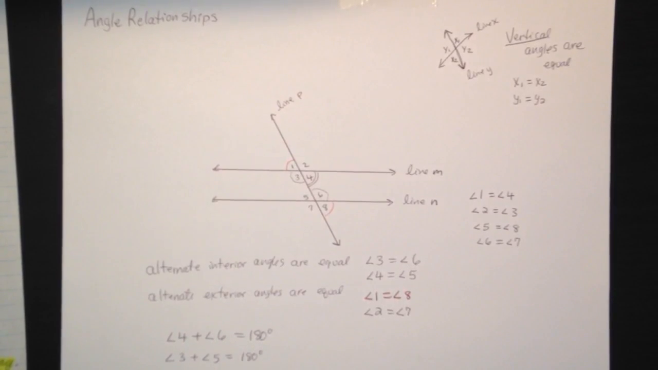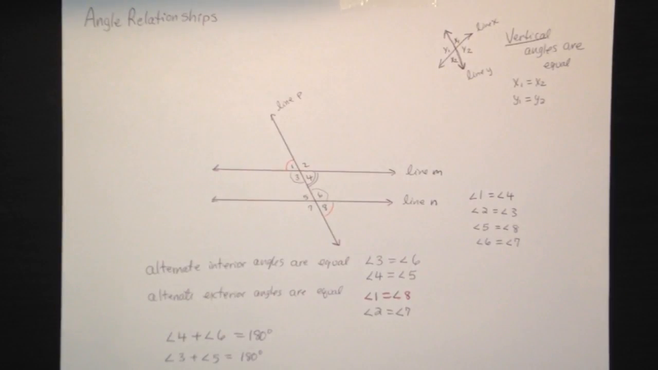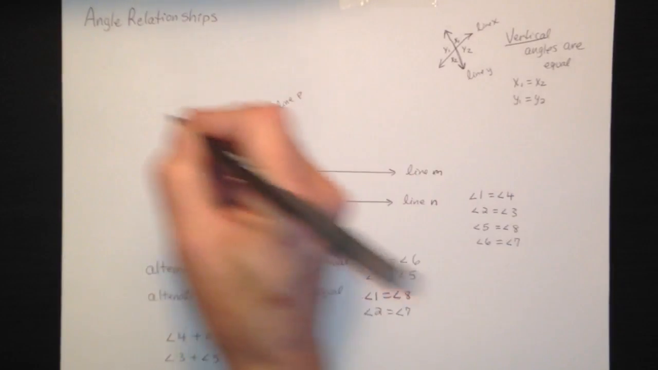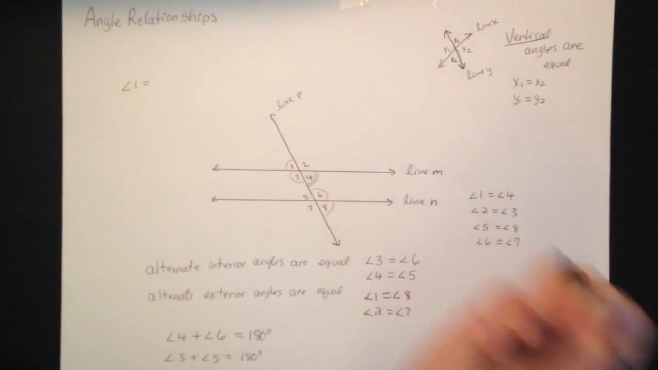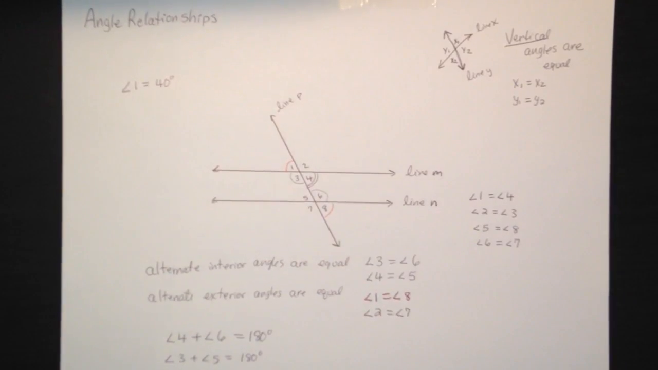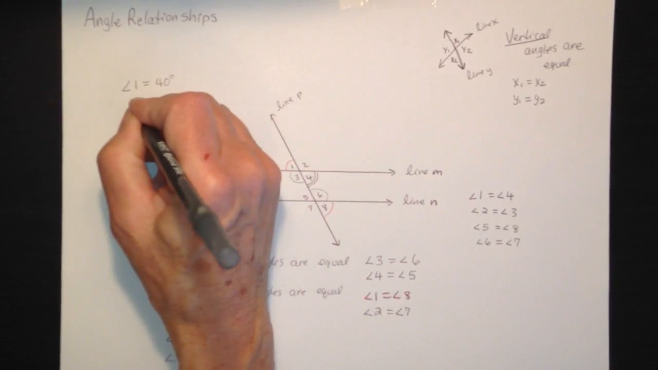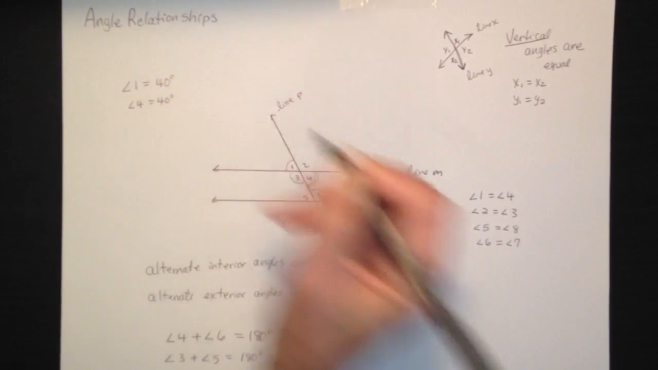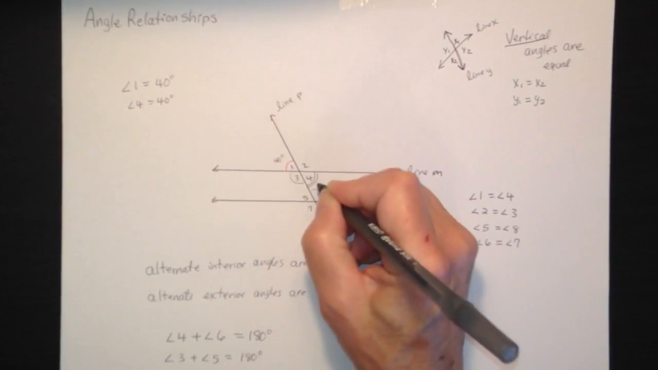So, if you had a problem where they gave you two parallel lines and they said, tell me what all the measures of the angles are, but they only told you, let's say, that angle 1 was equal to 40 degrees. I'm just making this up. If angle 1 is 40 degrees, then I know what angle 4 is. Angle 4 is also 40 degrees.